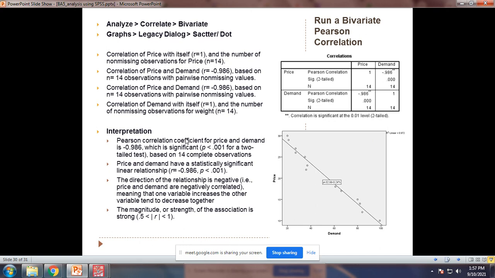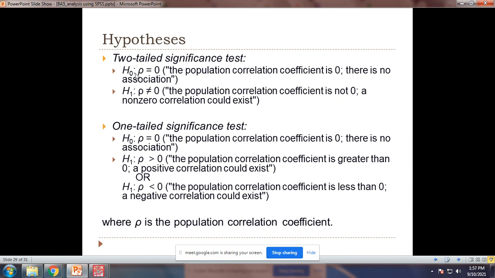So here I forgot to write the hypothesis. So your null hypothesis will be there is no association between the variables price and demand. And you will write again this, and you will write there is an association between the variables price and demand. Okay, so your null and alternate hypothesis should be these. Should I repeat it, or is it fine?